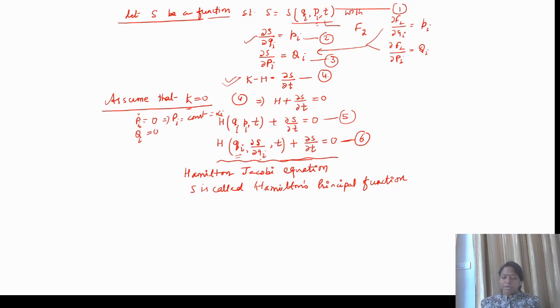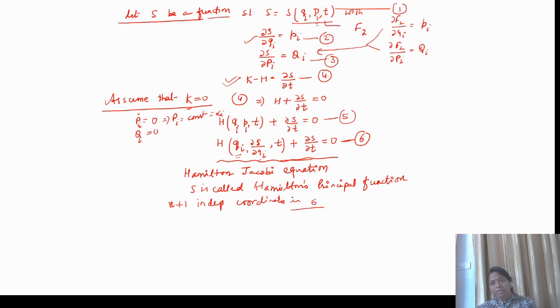Now you see that in this equation 6, we are having a function S which depends upon q_i's, some constants and time. Further, your equation 6 is a first order differential equation in which you have n independent coordinates in terms of q and one independent coordinate, time. So you are having n plus 1 independent coordinates in equation 6.